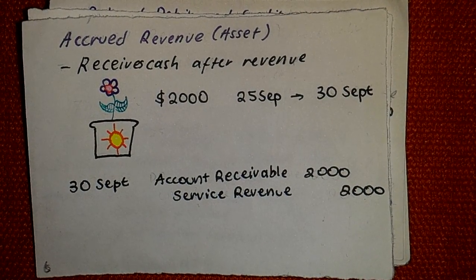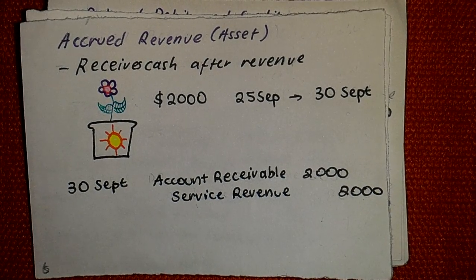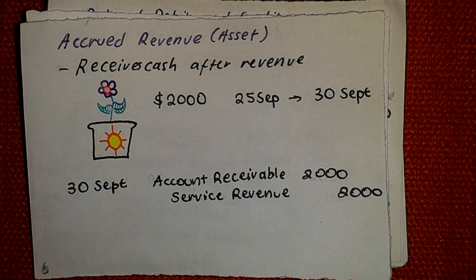Therefore, the adjusting entries will be on the 30th of September, debit accounts receivable $2,000 and credit service revenue $2,000.